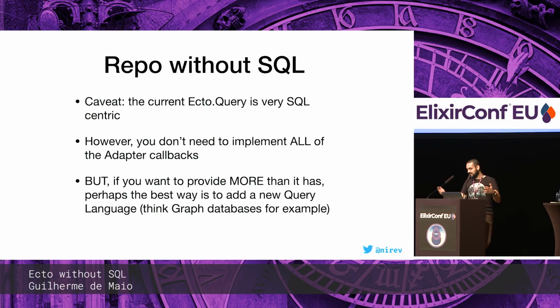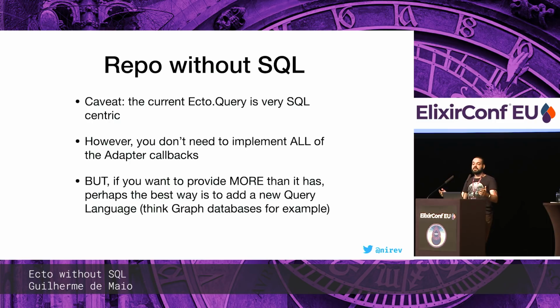Okay, but besides there being those examples, there's a caveat, because current Ecto query is very SQL-centric. You've got all those macros and the syntax for doing SQL joins, for transactions, for selecting, for doing aggregation, stuff like that. So it feels very SQL-y.